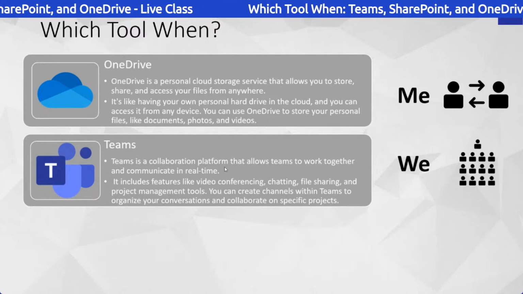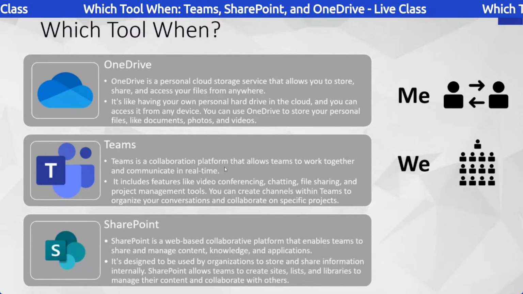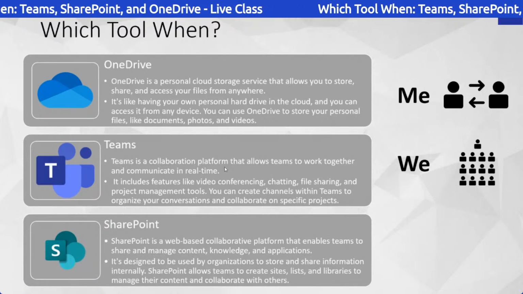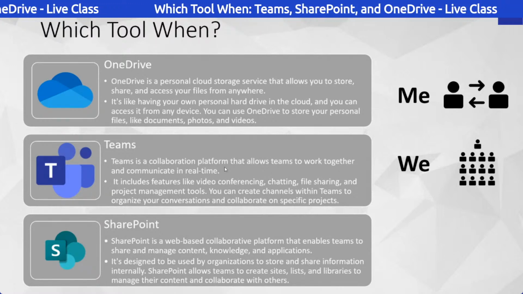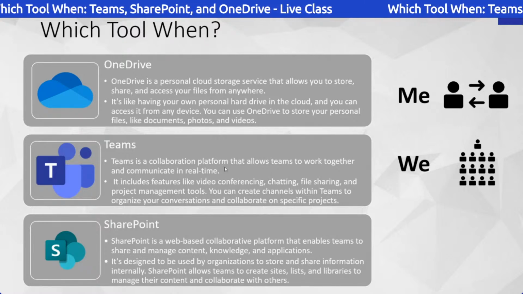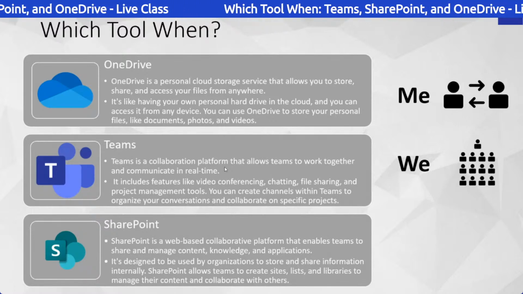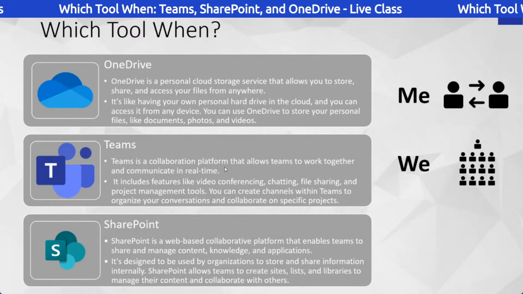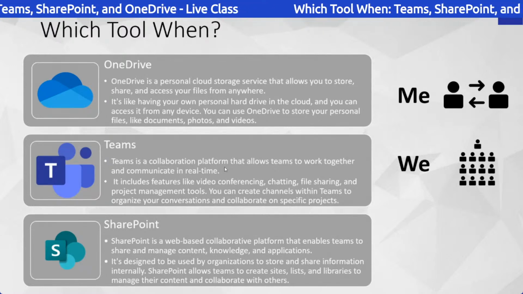Now, the last tool that we have access to, and this one's an amazing one, is SharePoint, the point of sharing, right? That's why they called it SharePoint, the point of sharing things with your coworkers. SharePoint is a web-based collaborative tool, and what it does is it allows you to share content, knowledge, and other applications through a website. So it's designed to be used by organizations to just store and share the information internally, so cross-functionally. Teams is more about like a small team, right? SharePoint is more about the entire organization, which is amazing, right?